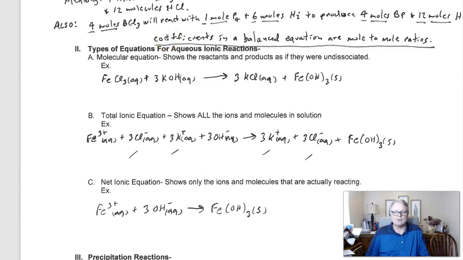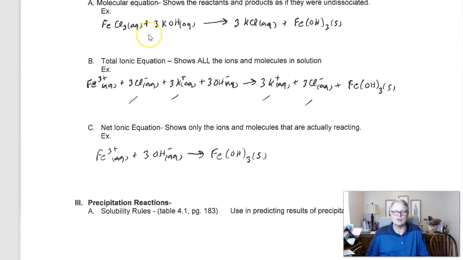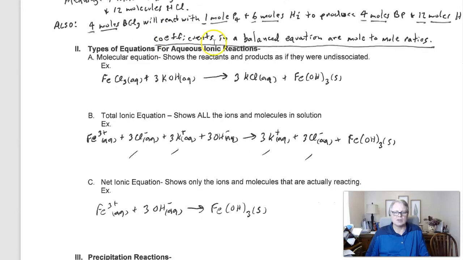Let's talk about something different today. Let's talk about types of equations for aqueous ionic reactions. You're going to run into a lot of aqueous ionic reactions in this course, and all of Chem 2 is pretty much aqueous solution type stuff. So you're going to see this a lot coming up, and it's worth learning now. There are 3 different types of equations we can use to express the reactions. Let's talk about them.